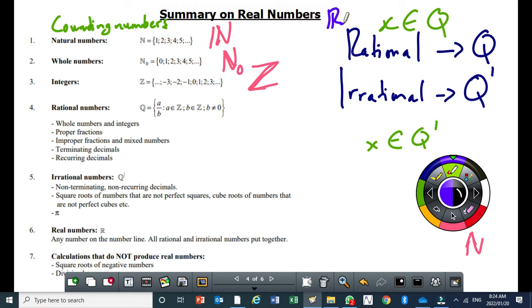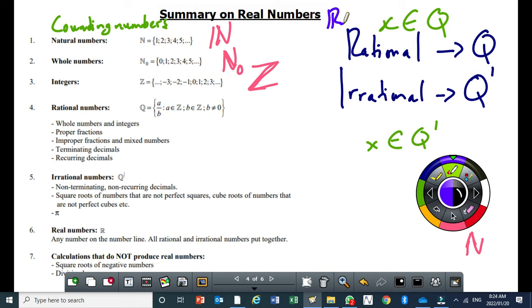Then your rational numbers, just to summarize, consist of the integers. And we know that integers are made up of natural numbers and whole numbers, together with the negatives of the natural numbers. Then we also have other types of numbers, for example, proper fractions. If you divide two integers, excluding the 0, you end up with a rational number. The improper fractions, proper fractions, and mixed numbers are all rational numbers.